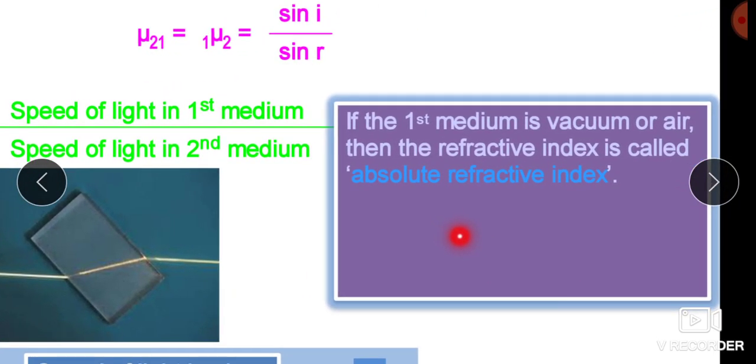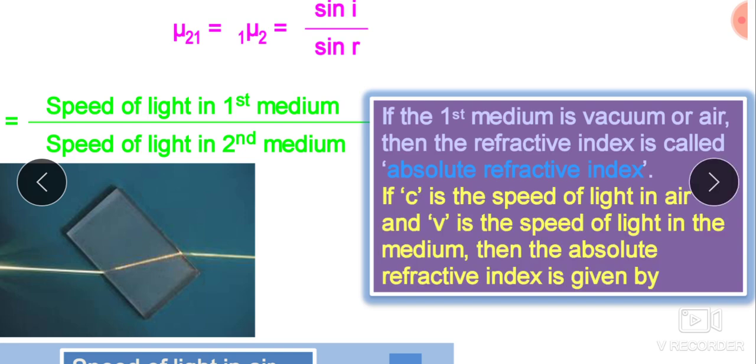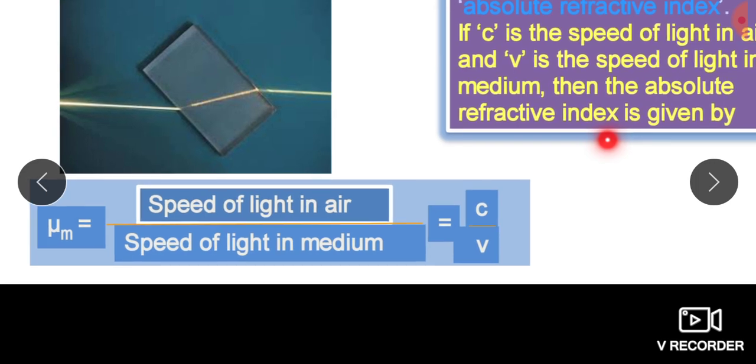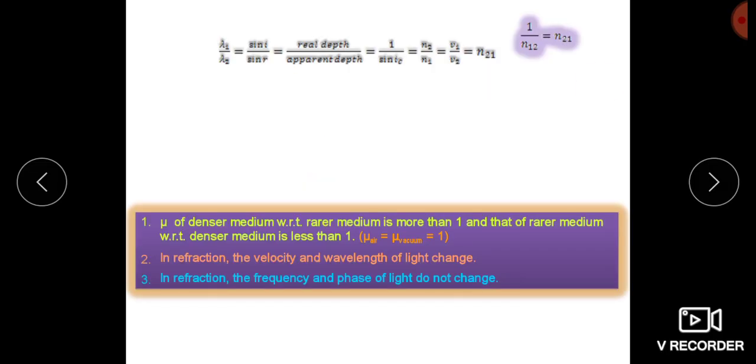Now, if the first medium is vacuum or air, then the refractive index is called absolute refractive index. So for example, what is the refractive index of water? 4 by 3. What is the refractive index of glass? 3 by 2. These are the absolute refractive index. If c is the speed of light in air and v is the speed of light in the medium, then the absolute refractive index is simply given by c by v.